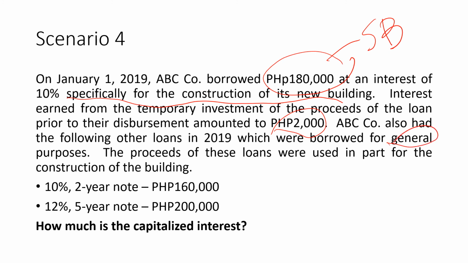So, meron din naman tayong general borrowings. The proceeds of these loans were used in part for the construction of the building. So, ginamit din daw doon sa building. Ngayon, kung sinabi sa problem na hindi naman pala ginamit sa building, hindi natin i-consider yung borrowing cost dun sa general borrowings. Kasi dito, some portion of your general borrowings were used in the construction of the building. So, therefore, magko-qualify yan dun sa capitalizable na borrowing cost.